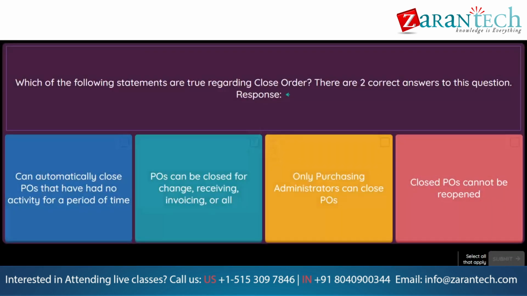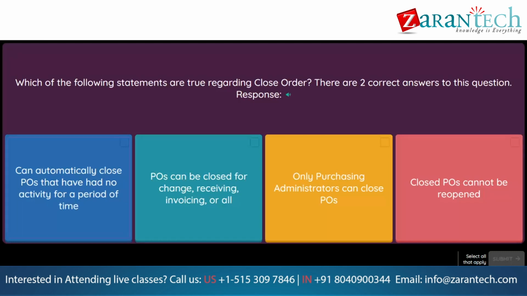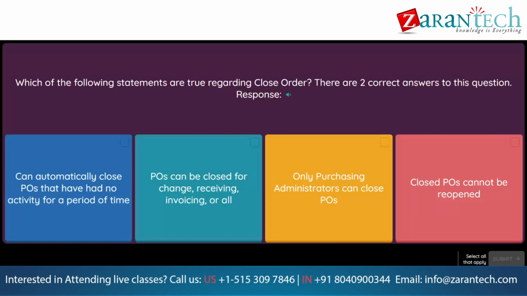Question: which of the following statements are true regarding close order? There are 2 correct answers to this question. Response: Option 1: can automatically close POs that have had no activity for a period of time. Option 2: POs can be closed for change, receiving, invoicing, or all. Option 3: only purchasing administrators can close POs. Option 4: closed POs cannot be reopened.